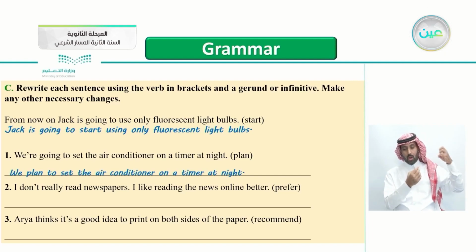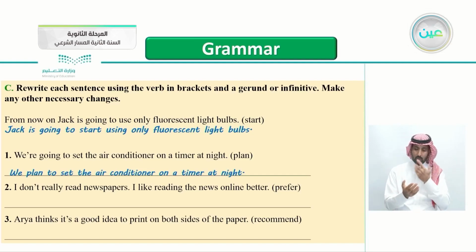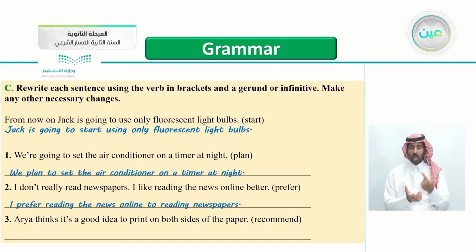Very good. Number 2, I don't really read newspapers. I like reading the news online better. So there's a preference here. And the verb here is prefer. Is it with a gerund or an infinitive? Let's see the answer: I prefer reading the news online to reading a newspaper.